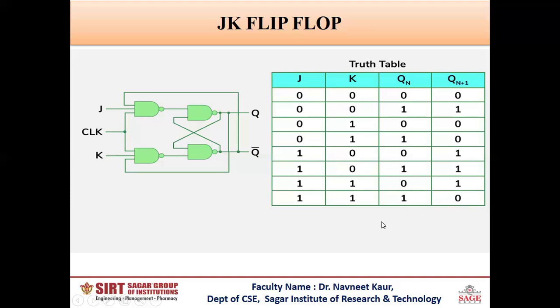Now if you remember SR flip-flop, in SR flip-flop, when S and R are both equal to 1, we come across the indeterminate condition, which is also known as forbidden state. Now, to avoid that state, JK flip-flop is used.